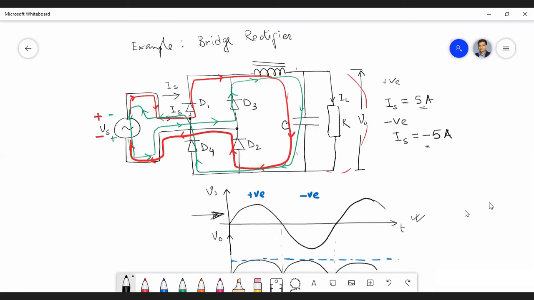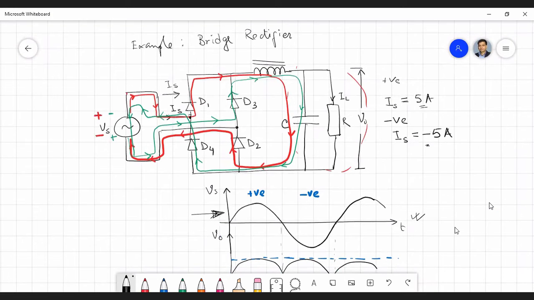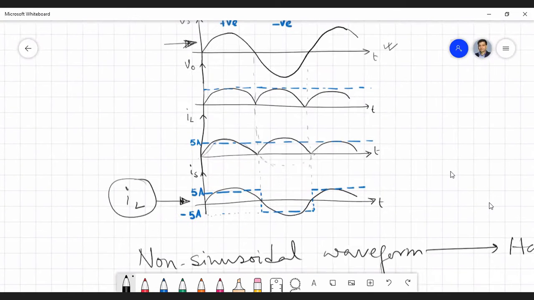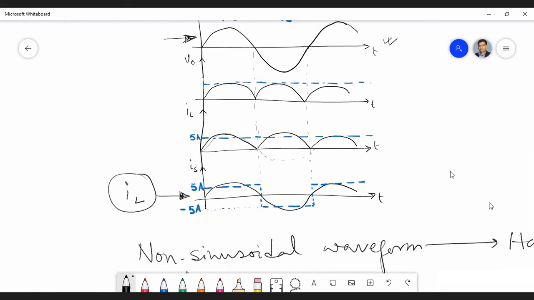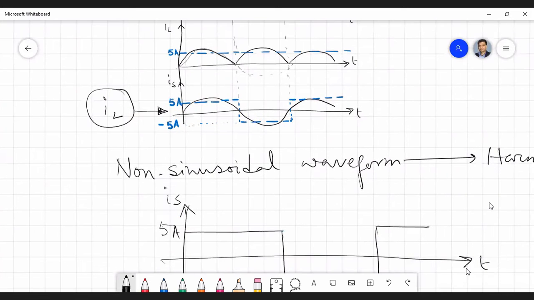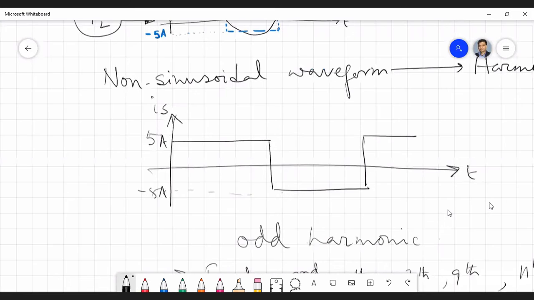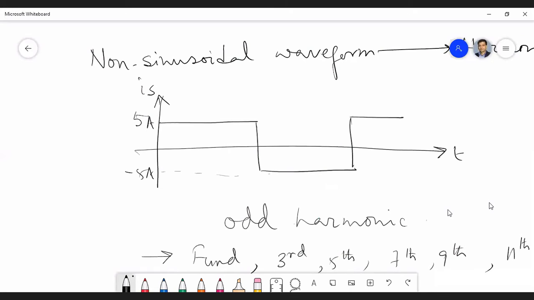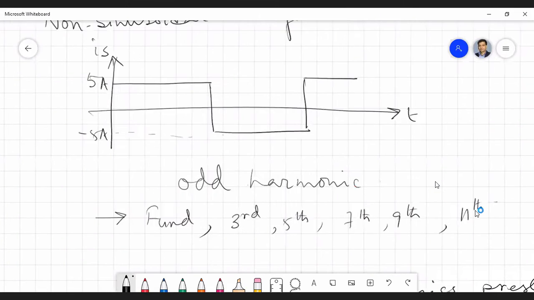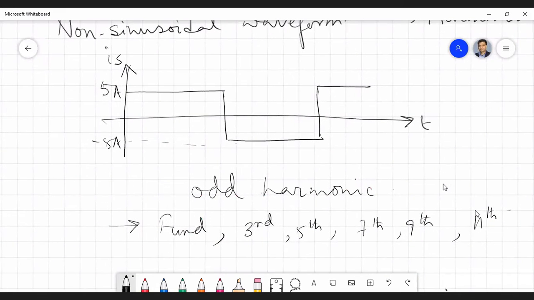It behaves like a nonlinear load, and the current becomes non-sinusoidal. Rather, it becomes a square waveform as shown in this figure, the last figure. And you know that any non-sinusoidal waveform can be represented as a summation of fundamental and other harmonics, other sinusoids. And I asked you to find out the different harmonic components of this particular waveform.